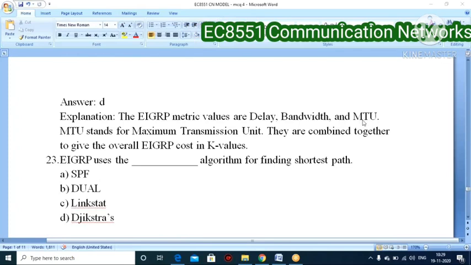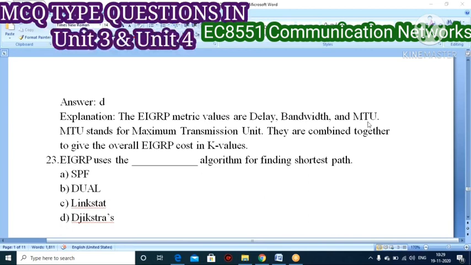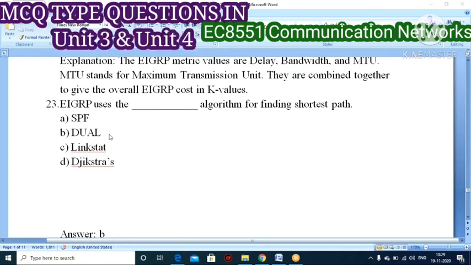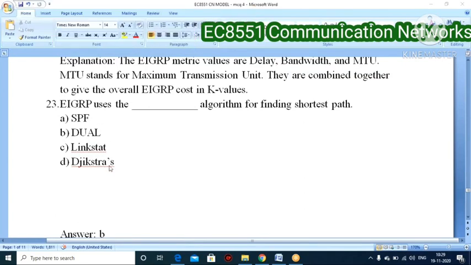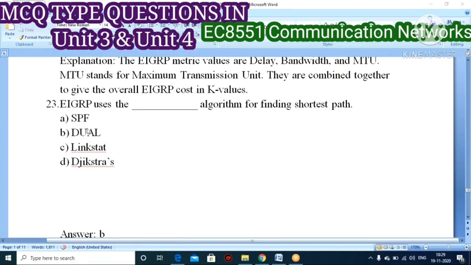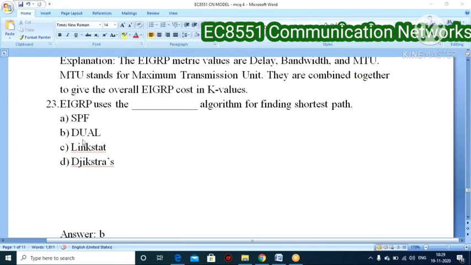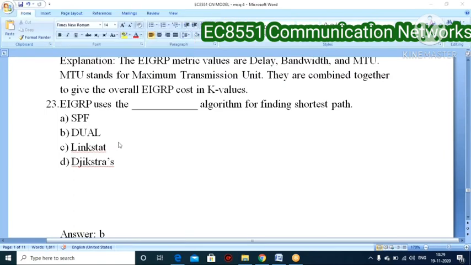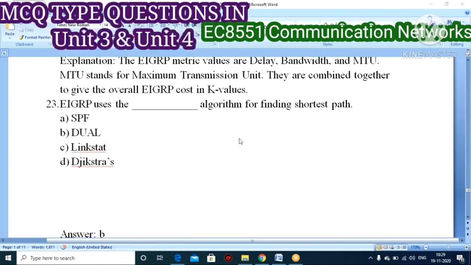Sometimes they also ask one more question: MTU stands for dash, maximum transmission unit. Next question, EIGRP uses dash algorithm for finding the shortest path. Option A SPF, B DUAL, C link state, option D Digi-gesta. EIGRP uses the DUAL algorithm for finding the shortest path, so just note it down. Algorithms are also a topic: in every protocol, which algorithm is mostly used, so frame a chart for that. Option B is the correct one.